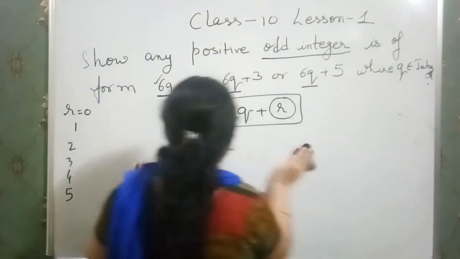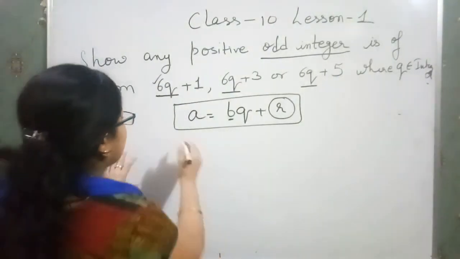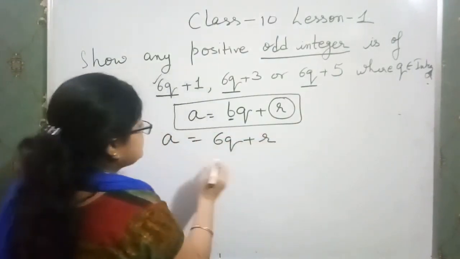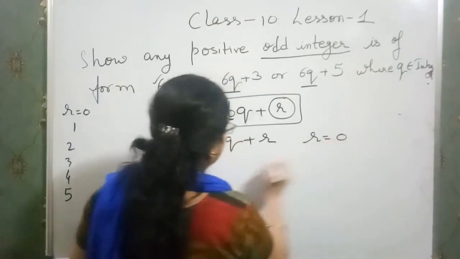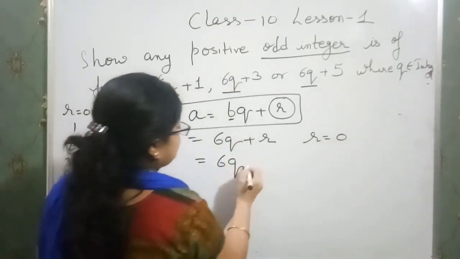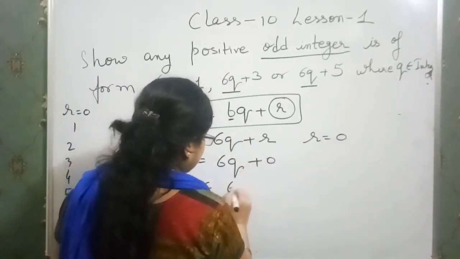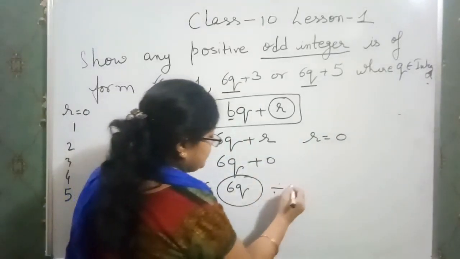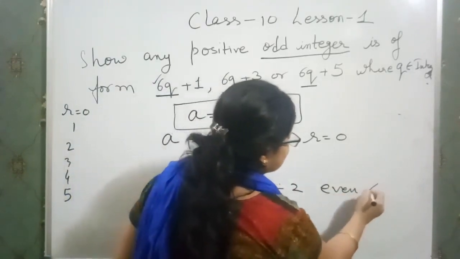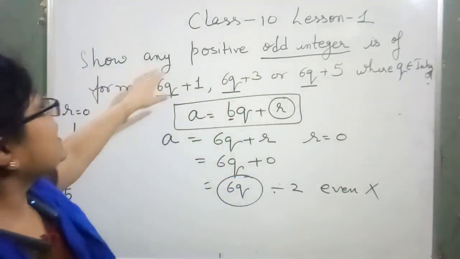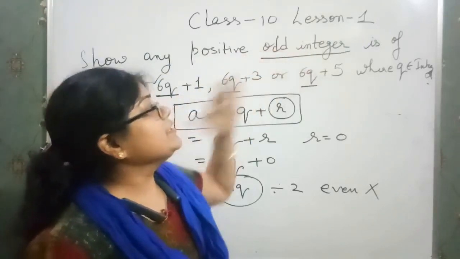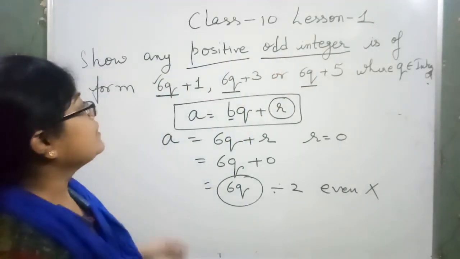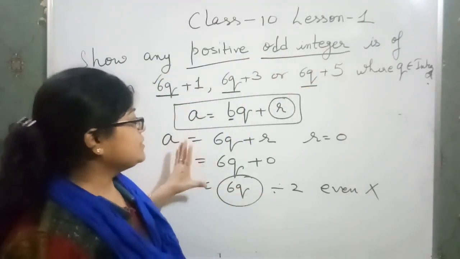Now we have the form 6q plus r. When we substitute r equal to 0, we have 6q plus 0, that is 6q, which is an even integer. It gets divided by 2. So it is even, so we just leave it, because in the question we have to show a positive odd integer. It is also written positive, so we never take any negative value here. So this is not our answer.